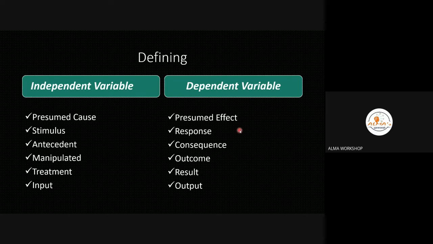And dependent variable is presumed effect. Cause and effect relationship you want to find out between the independent and the dependent variable. So cause is independent variable, effect is dependent variable. Response: whenever you give a stimulus, you have a response. And you have the consequence. When you have a reason, you have the consequence also. And manipulated, you have the outcome. Result: treatment, you get the result. When you give an input, you get an output. So these are the other terminologies for the dependent variable.